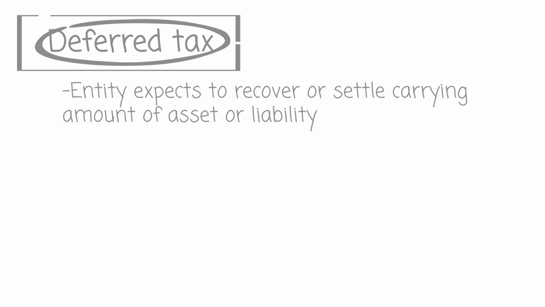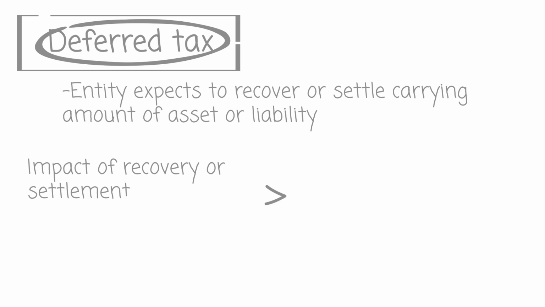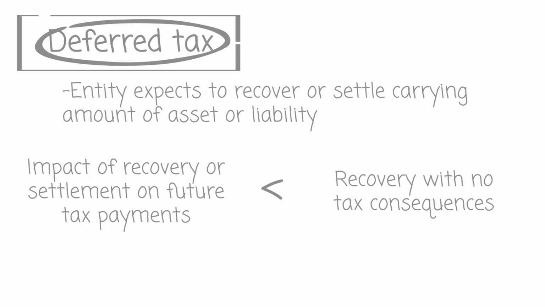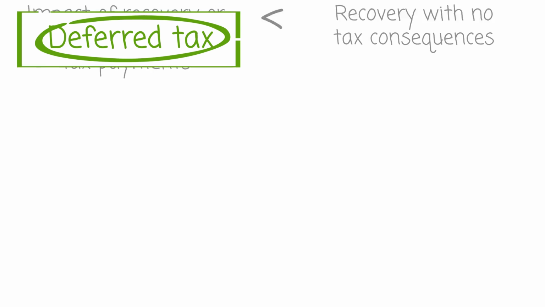But what exactly does this mean? It is inherent in the recognition of an asset or liability that an entity expects to recover or settle the carrying amount of that asset or liability. If it is probable that the recovery or settlement of the carrying amount will make future tax payments larger or smaller than they would be if the recovery were to have no tax consequences, then IAS 12 requires the entity to recognize a deferred tax liability or asset with a few exceptions.